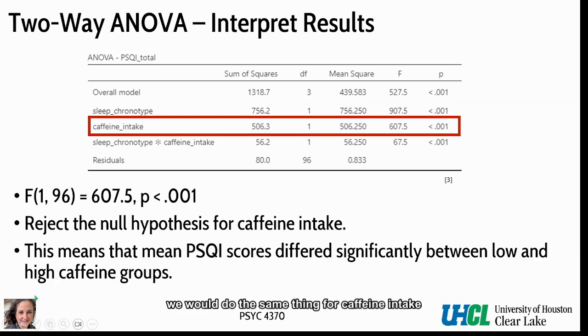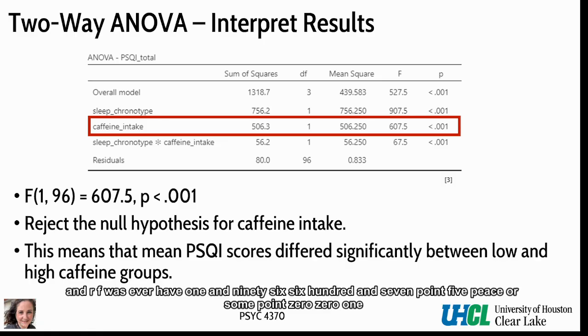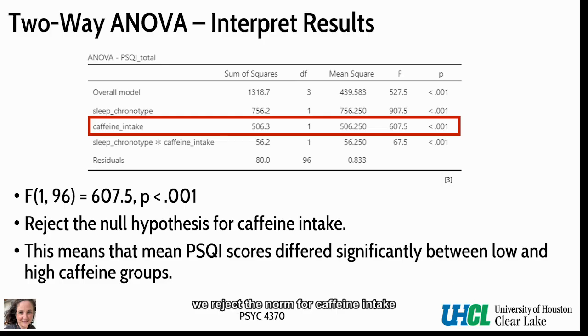We would do the same thing for caffeine intake. And our F of 1 and 96 is 607.5. P is less than 0.001. We reject the null for caffeine intake. And that means your PSYC scores were different at a significant level for low and high caffeine groups.